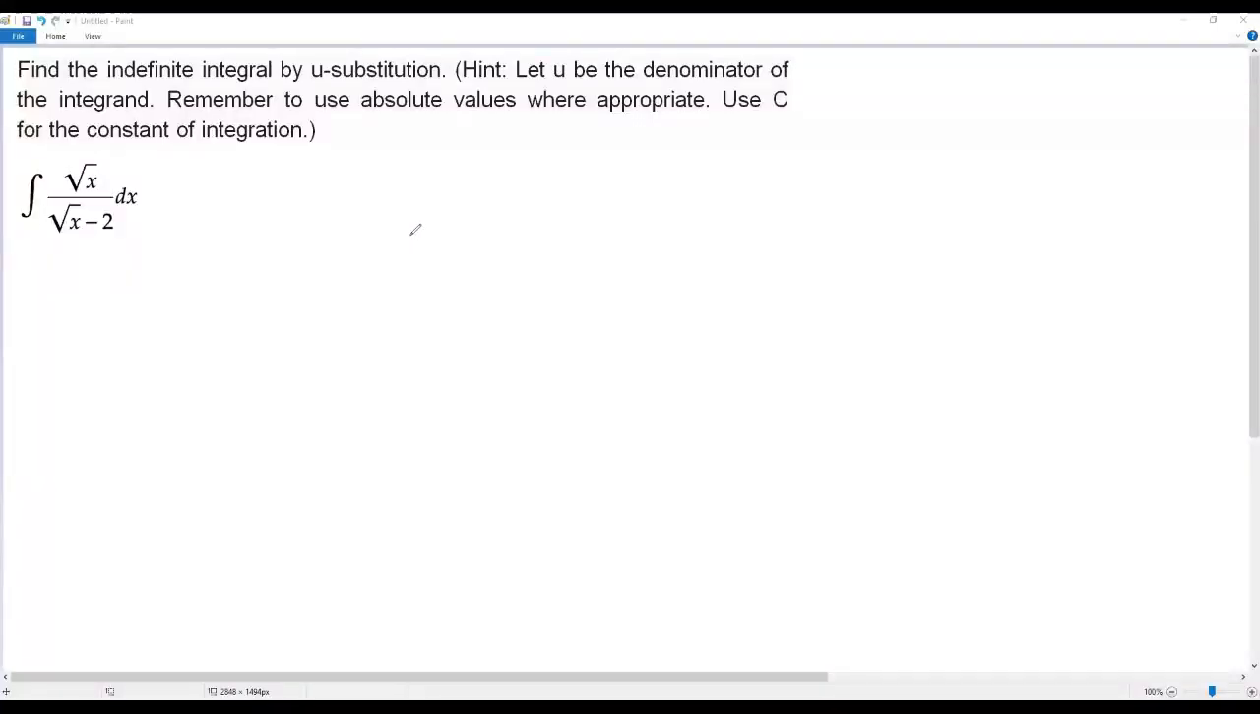Here we have an AP Calculus AB problem. Okay, let's go with the information. Find the indefinite integral by u substitution. Hint: let u be the denominator of the integrand. Remember to use absolute values where appropriate. Use c for the constant of integration.